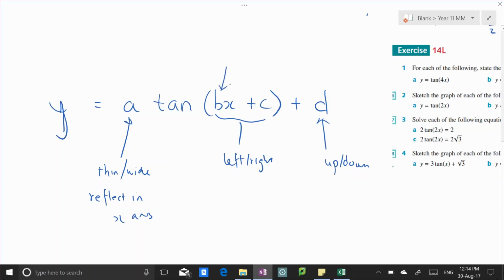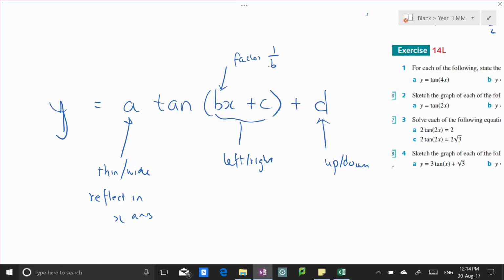And then finally B tells you it shrinks it or it widens it. So this would now be a factor of 1 on B. Okay, so if it's 2, then you factor by half. If it's 3, then you're squishing it by a third. Okay, and if it's a half, then it becomes a factor of 2.